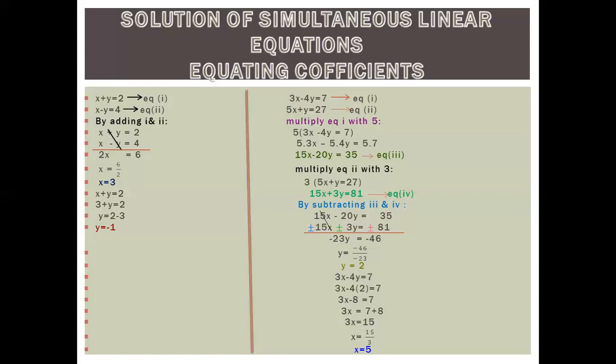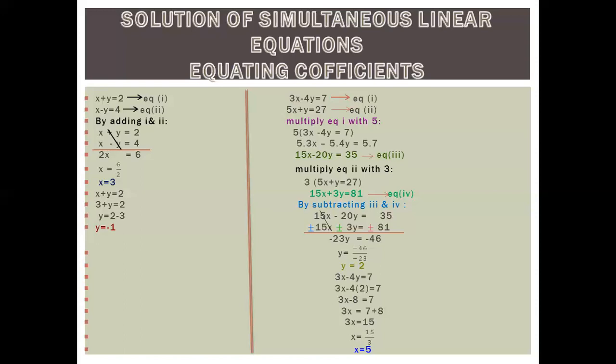But according to the question, we also need the value of y. You can put the value of x in equation 1 or in equation 2. It's up to you. The answer will be the same for y. I put the value of x in equation 1. x plus y is equal to 2. Now replace x with 3. 3 plus y is equal to 2. We shift 3 to the other side. y is equal to 2 minus 3 and the value of y is minus 1.